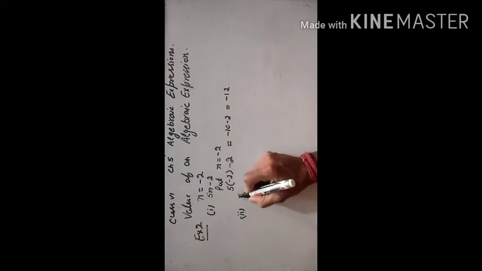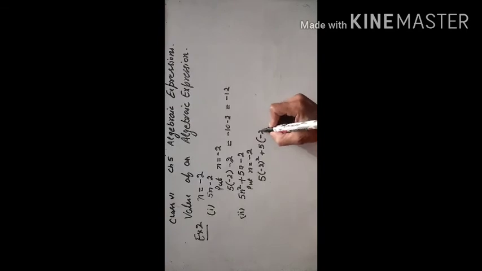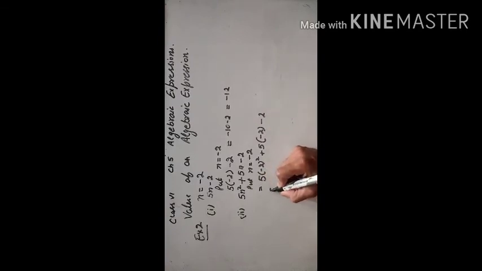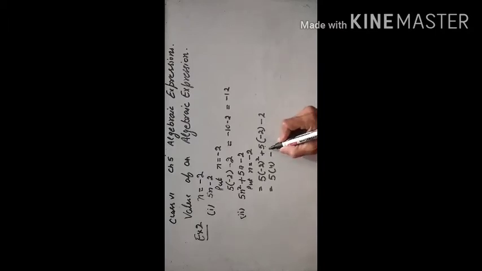Next is the second part: 5n square plus 5n minus 2. Again put n is equal to minus 2. 5 into minus 2 square plus 5 into minus 2 minus 2, that is equal to 5 into 4. Minus 2 square means minus 2 into minus 2 is 4. Plus 5 into minus 2 is minus 10, minus 2, that is 20 minus 12.